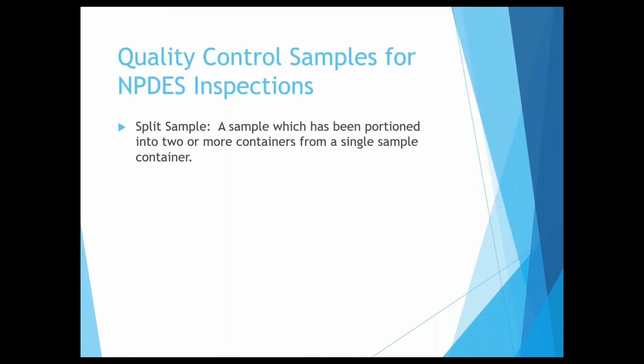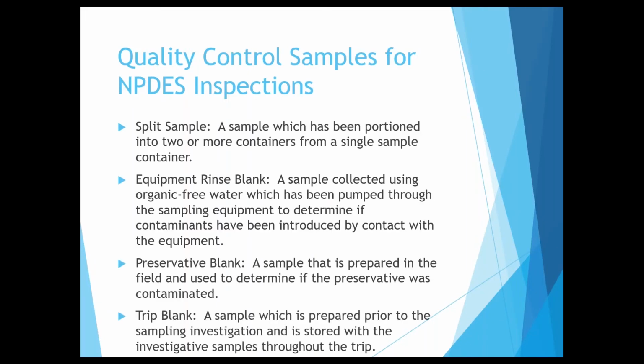So quality control, this is important. You have split samples, equipment rinse blanks, preservative blanks, and trip blanks. Split samples and duplicate samples. A split sample is when you take the same sample and you share it. This is commonly done by taking 2 containers and pouring some in one container, some in the next container, and you go back and forth, or amongst however many containers, until they're all poured equally. That's a split.